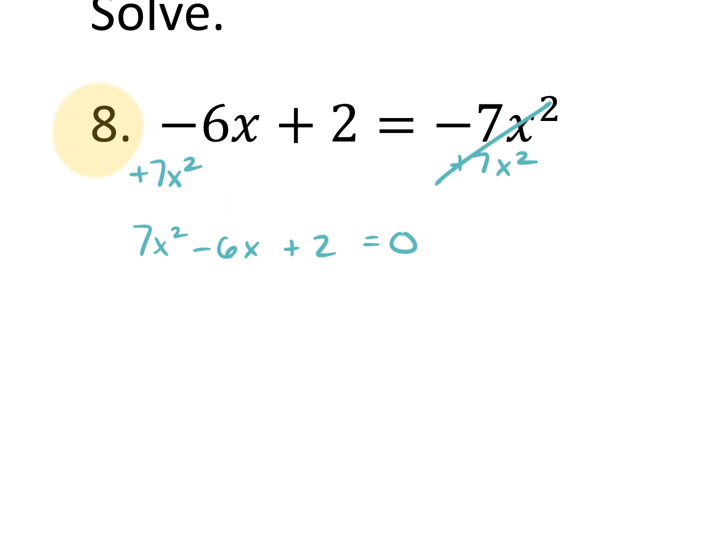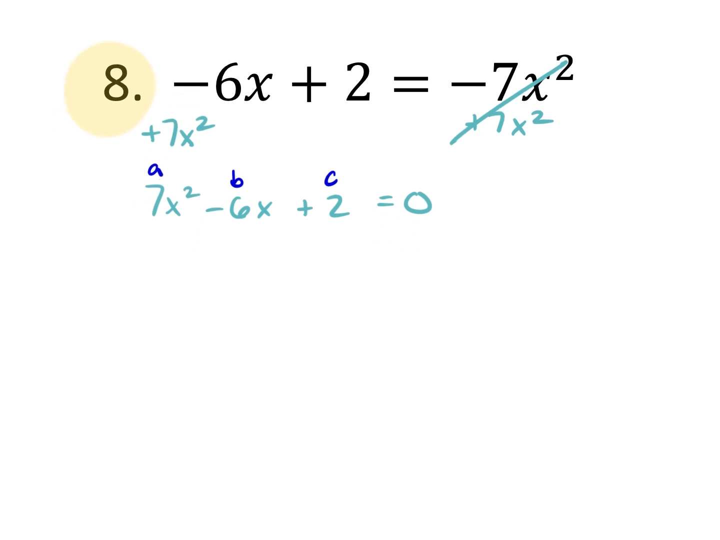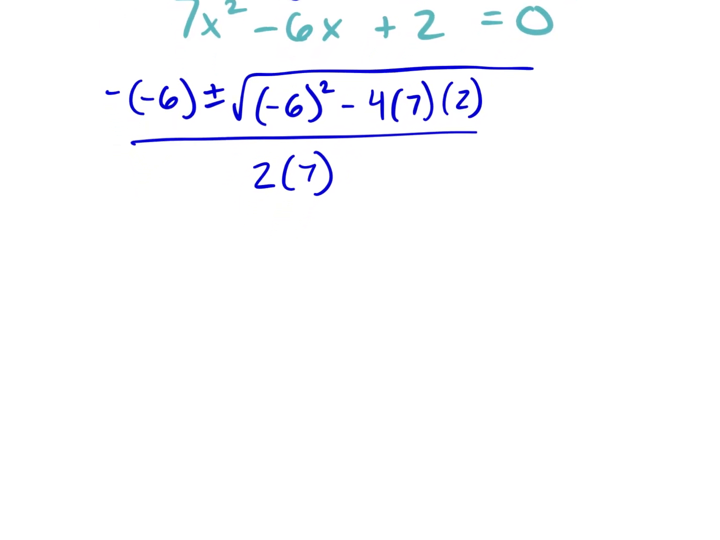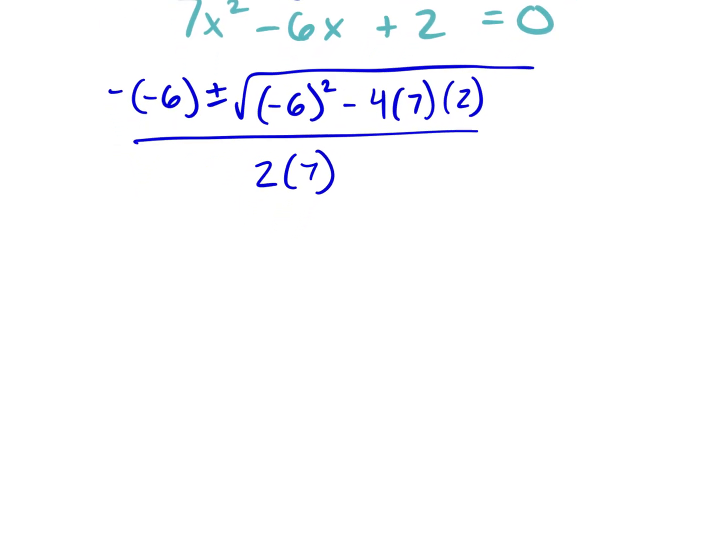What do we do when factoring doesn't work? Quadratic formula. So for our quadratic formula, 7 is going to be A, negative 6 is B, and C is 2. So negative 6 plus or minus the square root of B squared, so negative 6 squared, minus 4 times A times C, over 2 times A, or 2 times 7. So just be careful when simplifying. Simplify one step at a time here. Negative 6 would be positive 6, plus or minus the square root of 36.